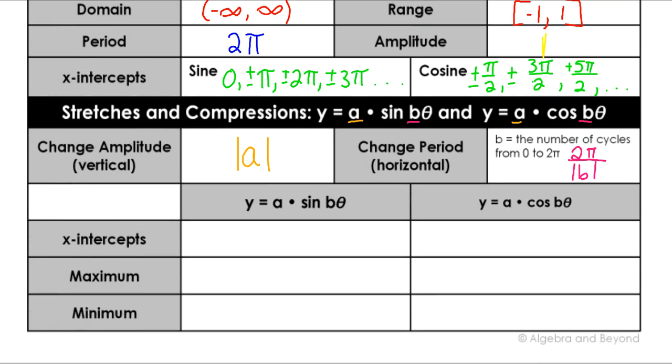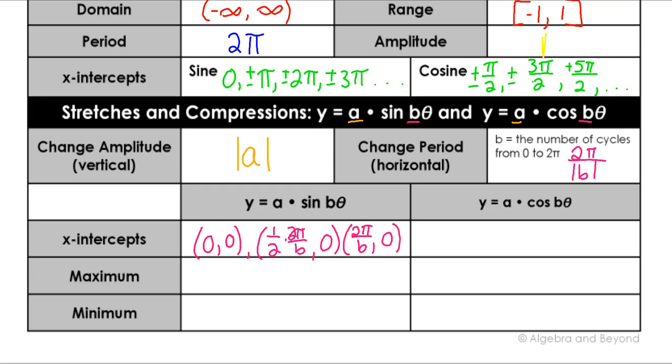So when those things happen, we may have some changes in our intercepts and maxes and mins. So x-intercepts, if we have an a value or a b value in there, it could change. So the x-intercept of (0, 0) is not going to change just because 0 times anything is still 0. So that's not going to change. Then the next one is going to happen at 1/2 times 2 pi over b. And then the one after that is going to happen at 2 pi over b.